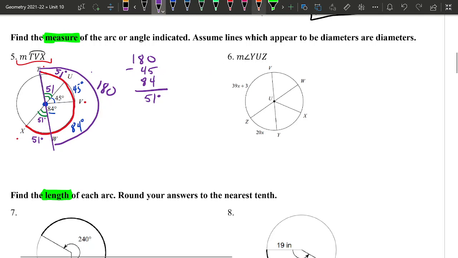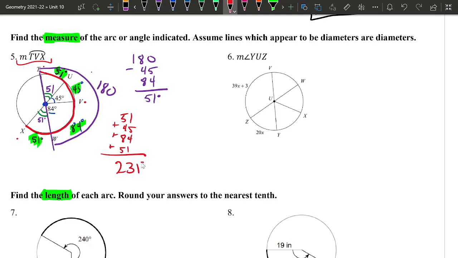And now I have everything I need. If I add up 51 plus 45 plus 84 plus 51, that is all the pieces of the arc. So 51 plus 45 plus 84 plus 51 gives me a total of 231 degrees. And that is equal to the measure of arc TVX.